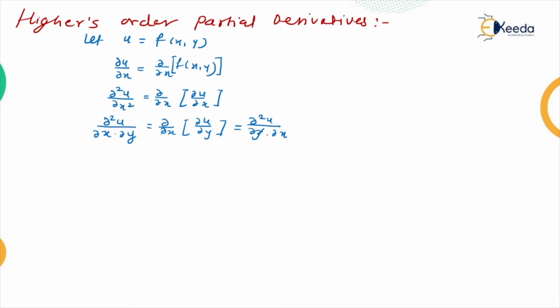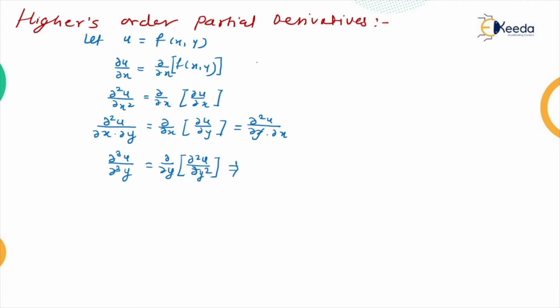Means you have to first differentiate with respect to x and then differentiate with respect to y. So it will take second order derivative. Next you have to also take ∂³u upon ∂x∂y² with respect to y also. So it is nothing but ∂/∂y of ∂²u divided by ∂y∂x. In this way you have to take the differentiation, and it is called as third order derivative.